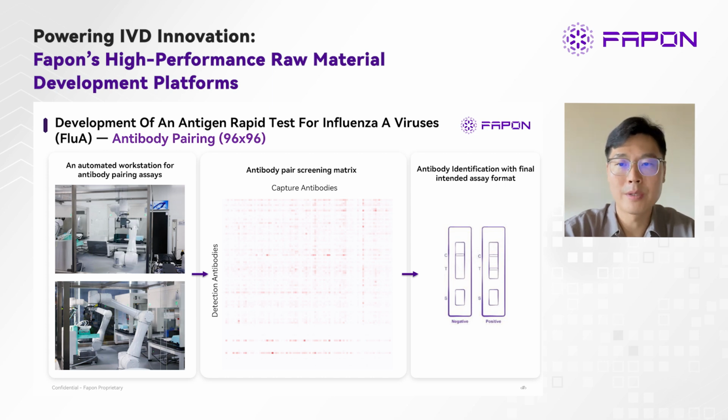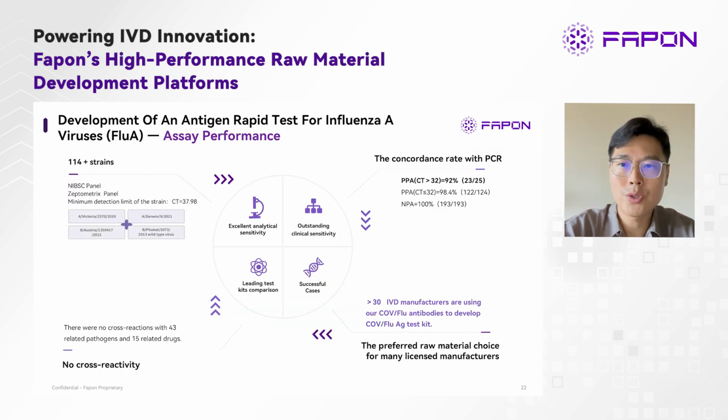Those pairs of antibodies were then moved to the next step and validated on the final assay format, which in this case is a colloidal gold lateral flow assay. Eventually, we were able to develop a really robust flu combo assay using antibodies we have developed from this project and also some flu B antibodies we have developed from another project.